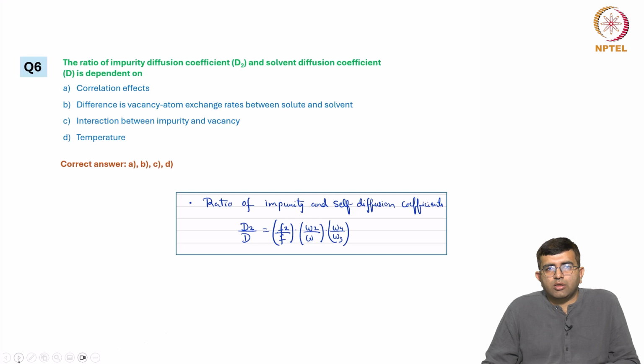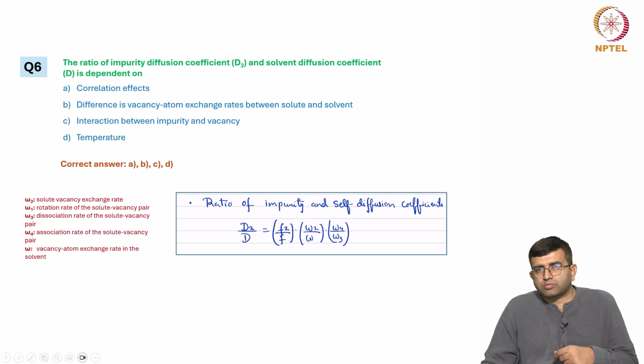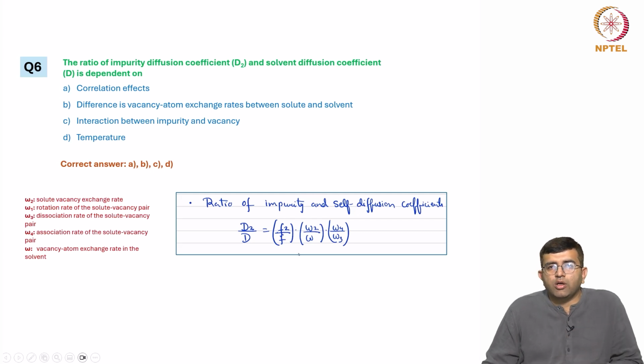And so, therefore, you see that in this case the correlation effects come into picture because here you have the term F. Then the difference in vacancy atom exchange rates between solute and solvent, which is given by this term. Then the interaction between the impurity and the vacancy. So, this is where you have association and dissociation rate and temperature. Each of these terms is dependent on temperature. So, you have this ratio dependent on all these terms. Here are further explanations I have given once again for your reference.